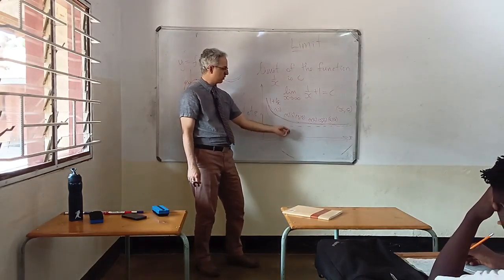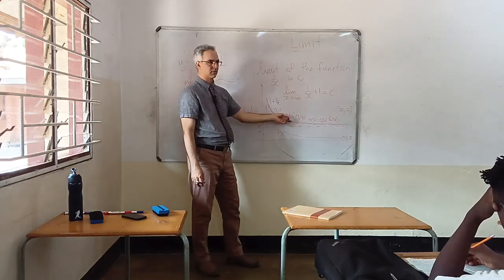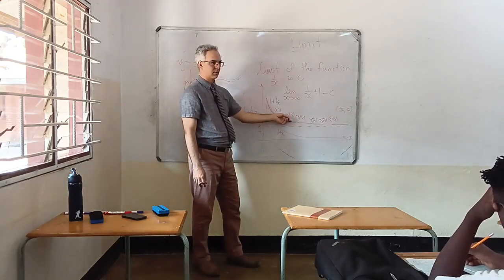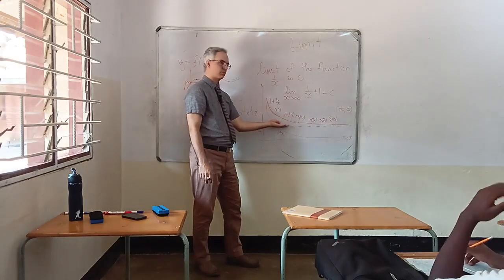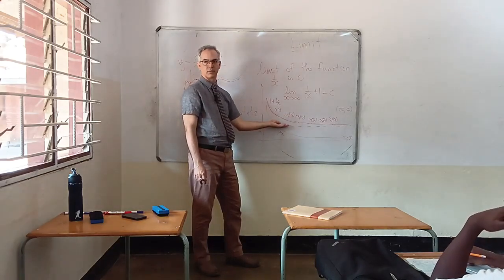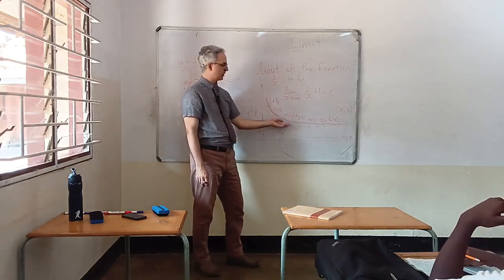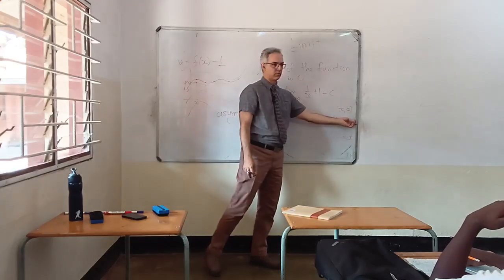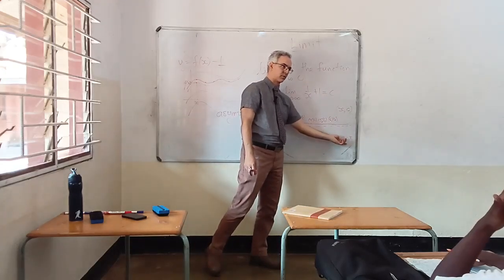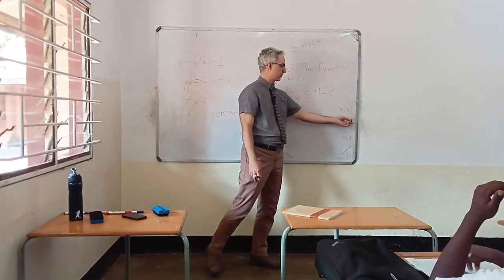If I raise the whole function by 1, then even the asymptote moves up by 1. Yeah? Now the numbers are not going to get closer and closer to 0. They're going to get closer and closer to 1.